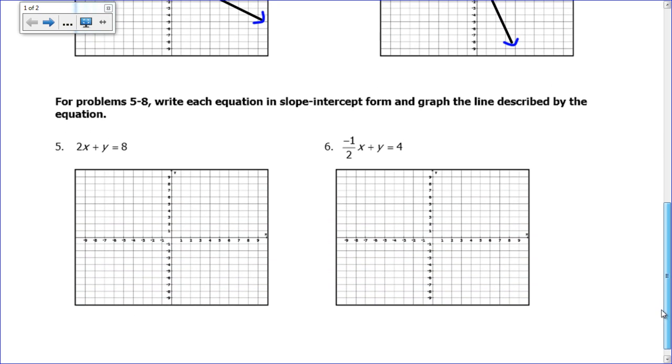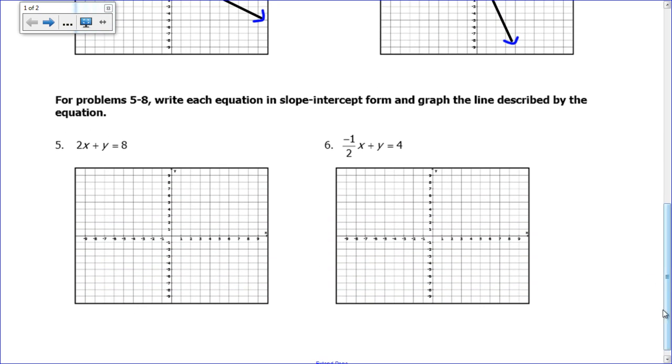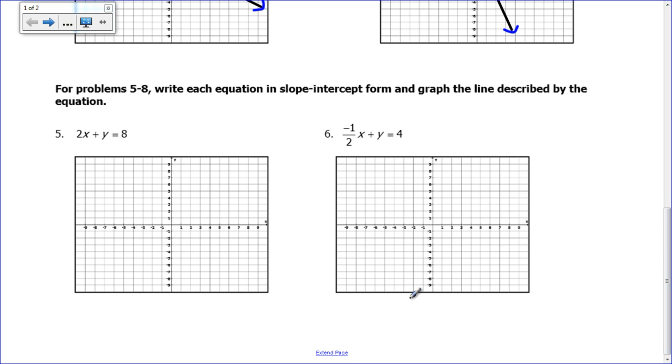Now for problems 5 through 8. It says 5 through 8. We probably won't do all of them, but we'll do a couple. It says to write each equation in slope-intercept form and then graph the line. Well, what that means is that in order for this to be in slope-intercept form, it has to look like this. y equals mx plus b, which means I need the y by itself.